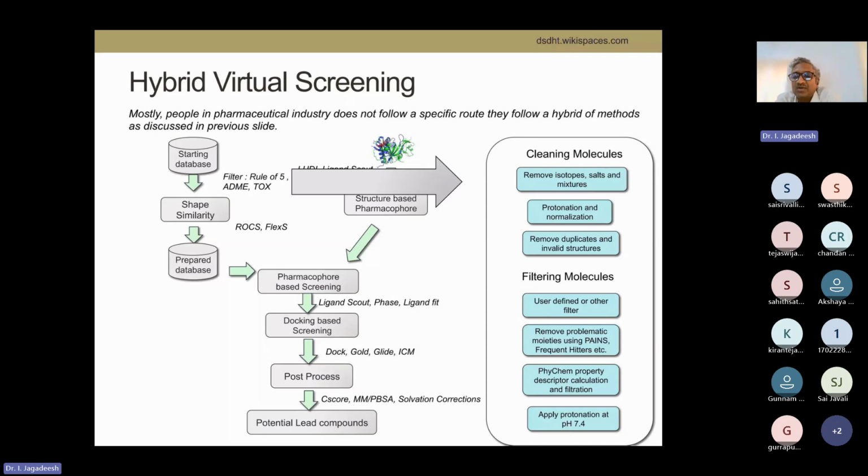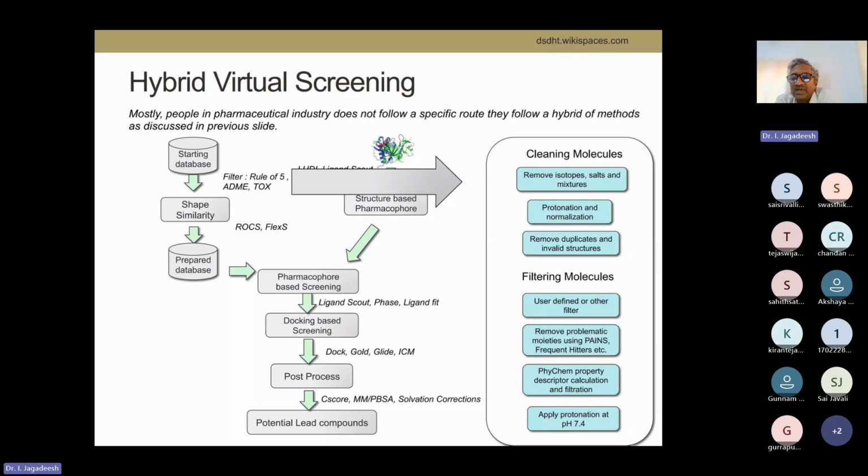So for the filtering of molecules, we are going to use a defined filter where we don't include certain aspects and factors considered not to be working in that particular receptor. So we don't consider them. So we filter. Another step is that we remove the problematic moieties and the PAINS. That's what we are going to do in the subsequent slides.